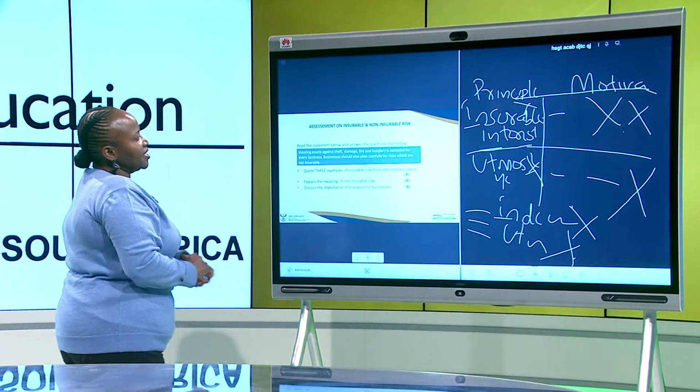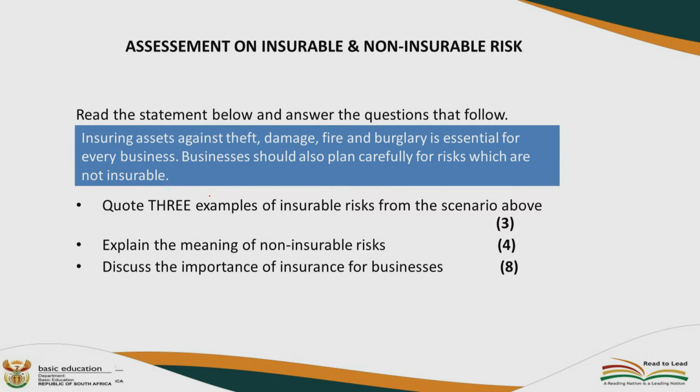Right, let us look at assessment on insurable and non-insurable risk. Read the statement below and answer the questions that follow. Insuring assets against theft, damage, fire, and burglary is essential for every business. Business should plan carefully for risks which are not insurable. Now, obviously, when you look at this, we see that examiners might ask us questions on insurable risk and non-insurable risk. Why? Business should plan for risks which are not insurable.